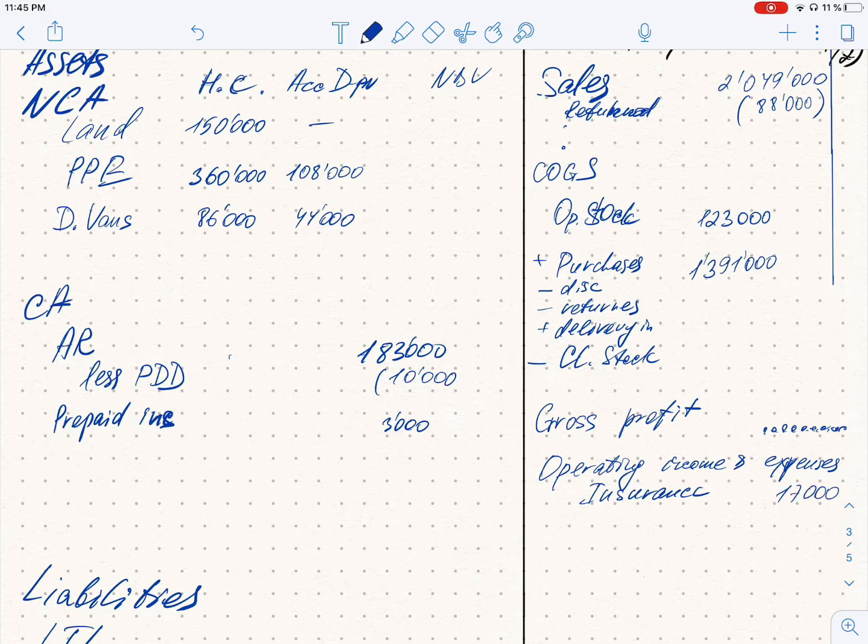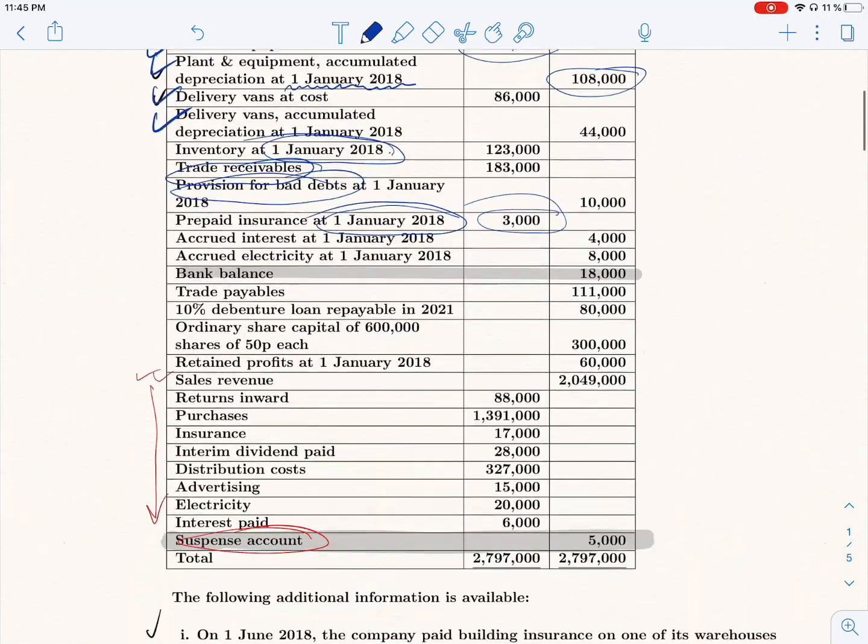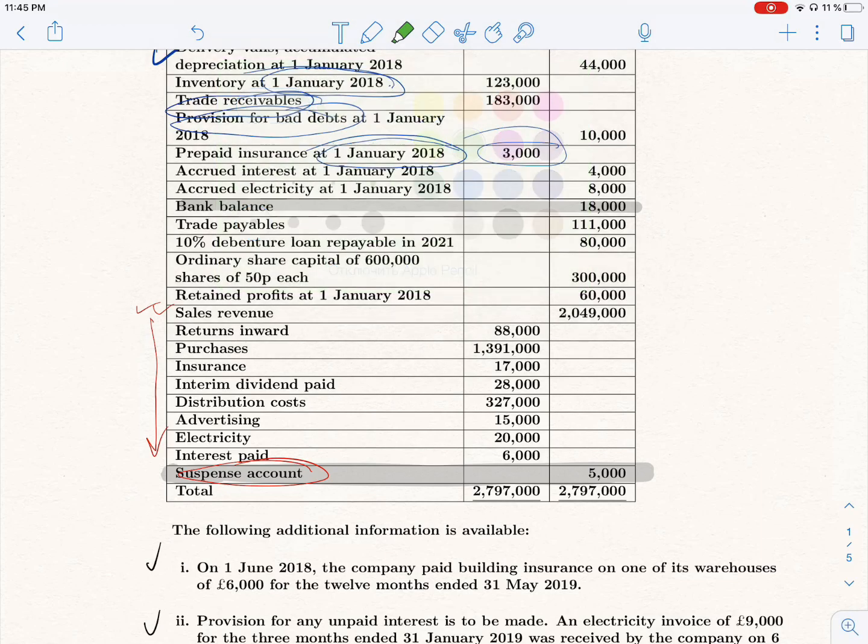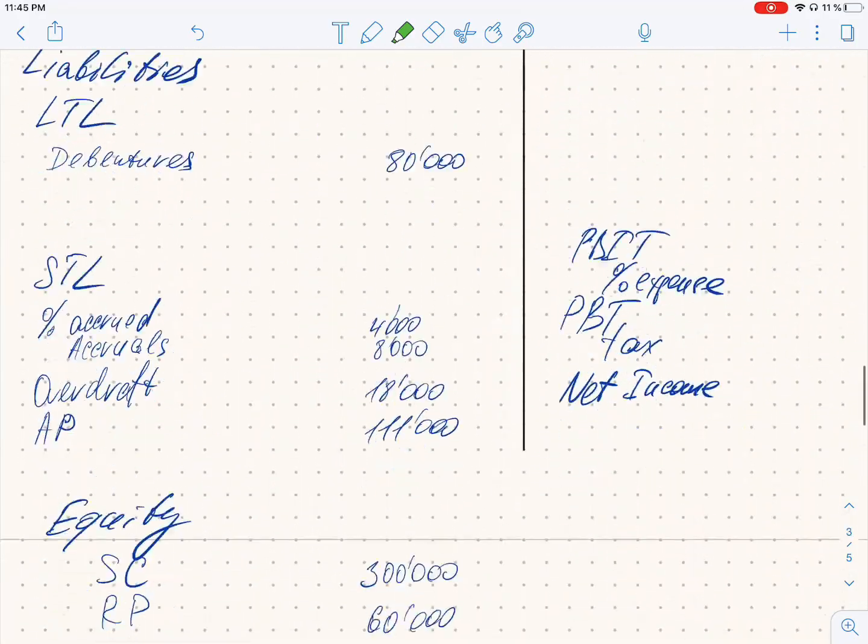Then we have interim dividend paid. Interim dividend paid is not an expense. It should appear in the statement of changes in equity or the equity section of the balance sheet. So I would keep in mind that that line wasn't used. I will highlight it somehow in my trial balance with the special color of green. And interim dividends paid would be used when we would be compiling the statement of changes in equity or equity section of the balance sheet.